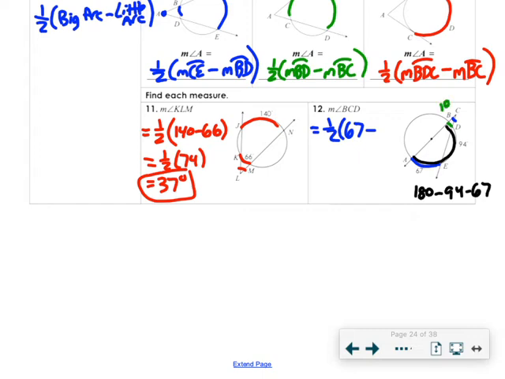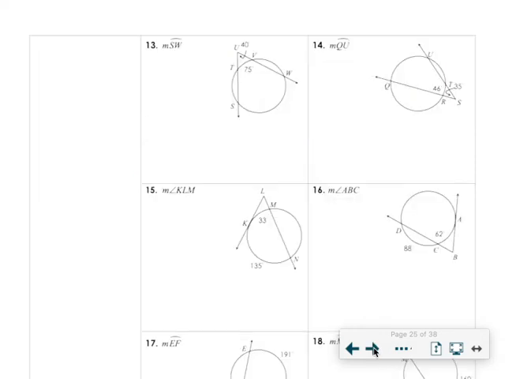So 19 degrees is this arc right here. That's this inside angle using 180. 1/2 of 67 minus 19, that's 1/2 of 48. So that's a 24-degree angle on the outside. They have little ways to make these a little bit more challenging. Same examples on the next page, continued.